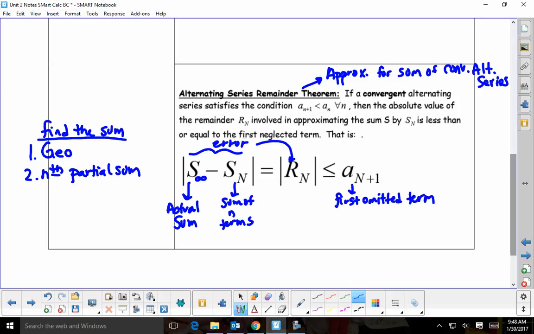So what does that mean in layman's terms? Let's say that I wanted to see the actual sum of something, and I found the sum of the first 4 terms. That's like adding a sub 1 plus a sub 2 plus a sub 3 plus a sub 4. We added those 4 terms. The error is less than or equal to the next omitted term, which is the 5th term.